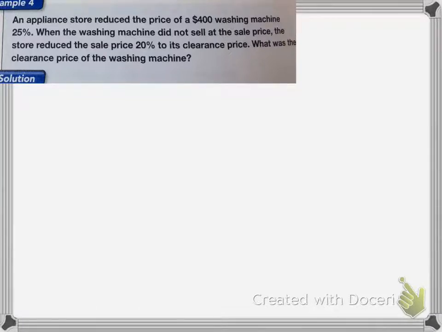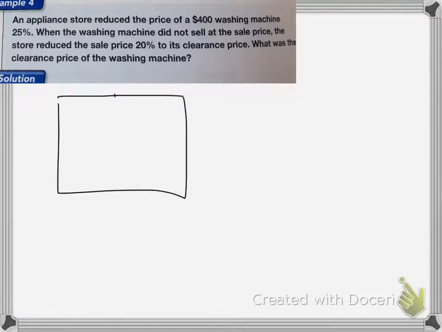Okay, so I'll show you 2 different methods. So this one, an appliance store reduced the price of a $400 washing machine by 25%. When their washing machine did not sell at that sale price, the store reduced the sale price 20% to its clearance price. What was the clearance price of the washing machine? The first way is to first find the sale price and then find the clearance price. So we'd use ratio boxes.